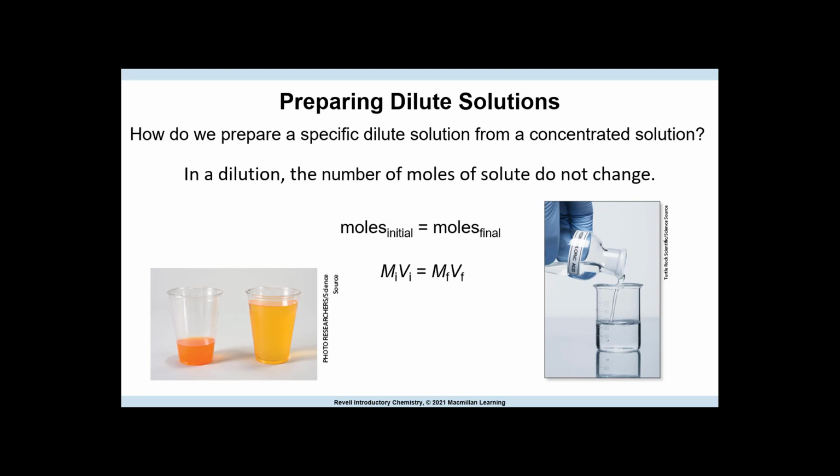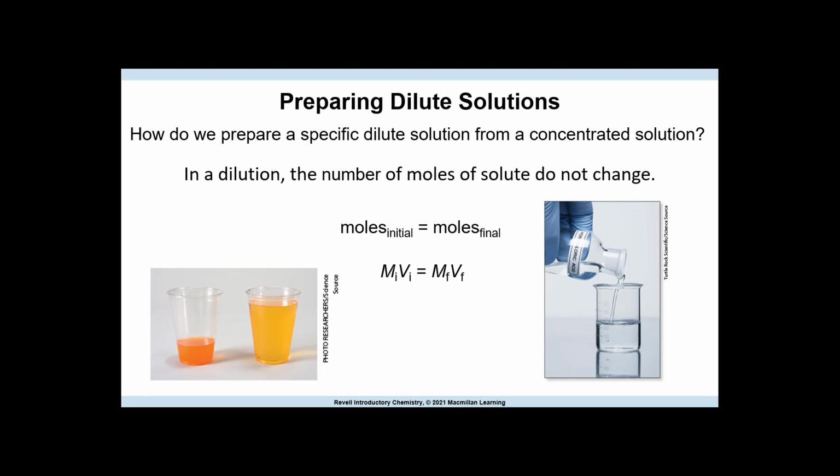This is where MiVi equals MfVf, I learned it as M1V1 equals M2V2, but it's the same thing. I stands for initial, F stands for final. You might also see this as CiVi equals CfVf. And that just stands for concentration instead of molarity. They mean the same thing. Where Mi and Vi are the initial molarity and volume, and Mf and Vf are the final molarity and volume. Using this relationship, we can prepare dilute solutions of known concentration.